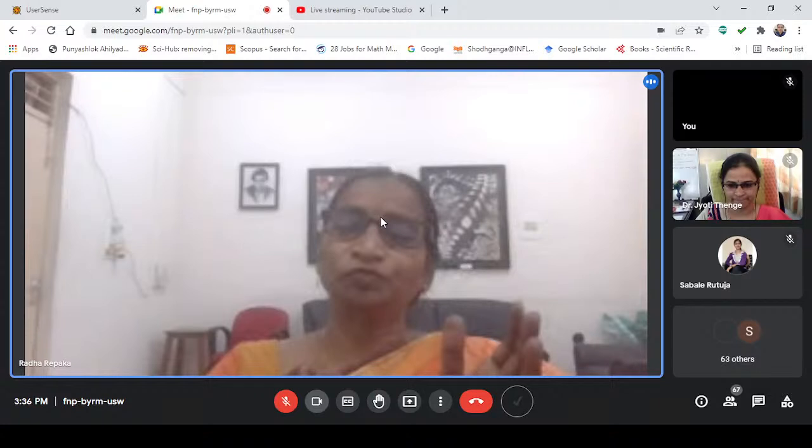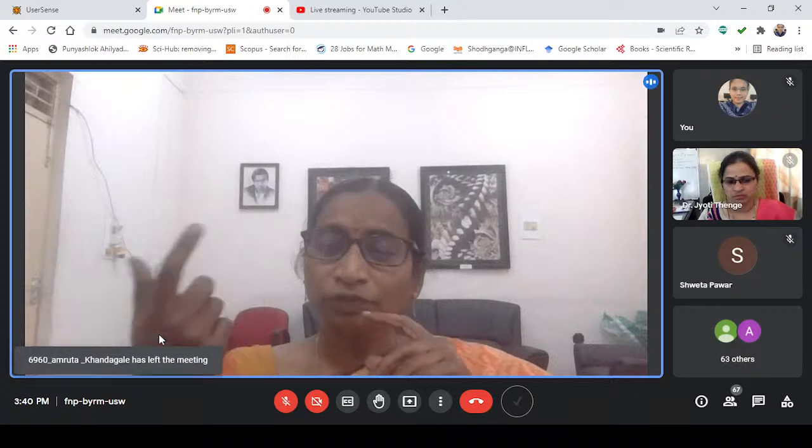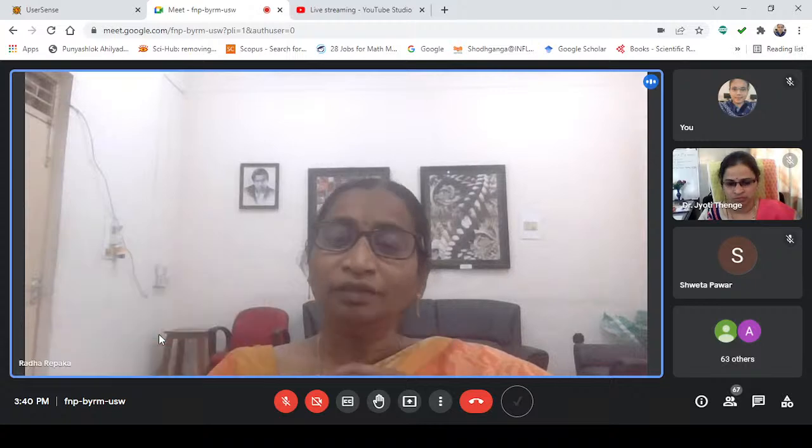Right? In all these cases, the order of the derivative is n, but the degree is 1. So what happens when the degree becomes 2? For example, dy by dx whole square is equal to something. The moment the degree becomes more than 1, that differential equation represents not only one set of one parameter family of curves, it considers another set also.